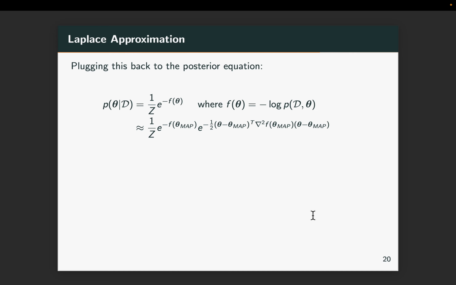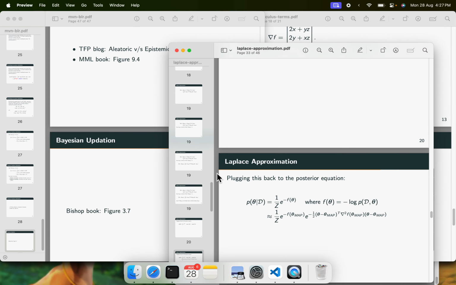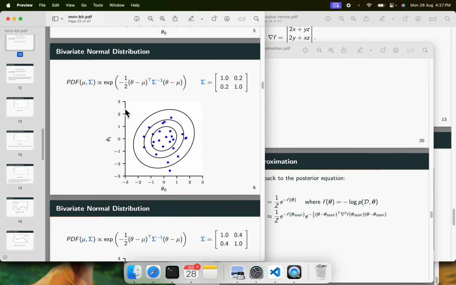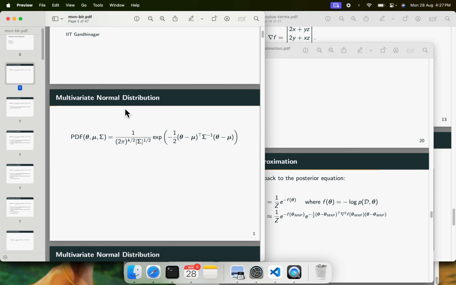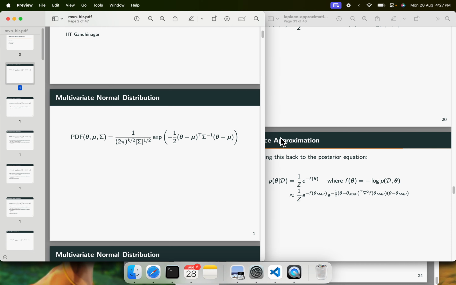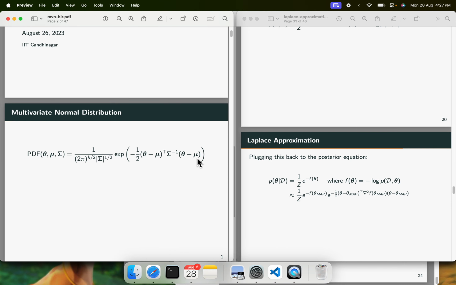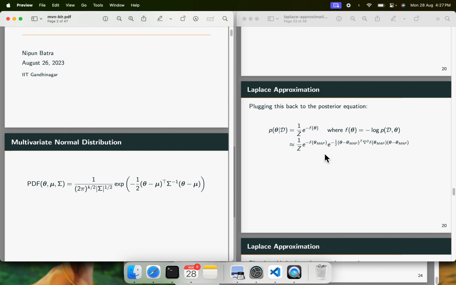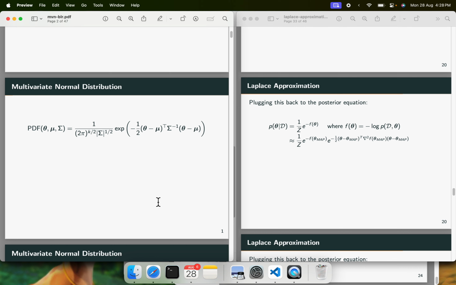Now, you have two constants, e to the power minus half theta minus theta map transpose the Hessian of f evaluated at theta map and theta minus theta map, right. Now, is it looking fairly similar to the multivariate normal that we have been seeing? Let us go back, we had this. Can you see the parallels between the two set of slides?